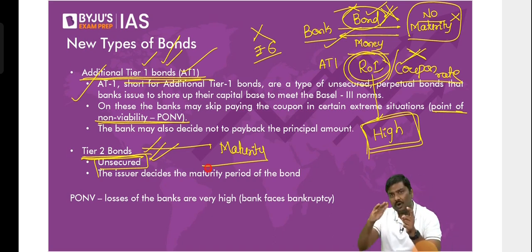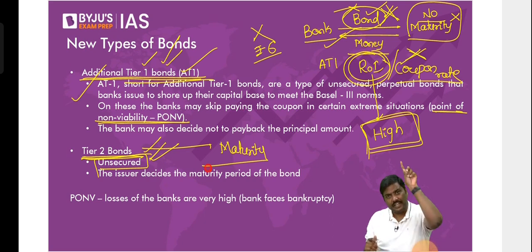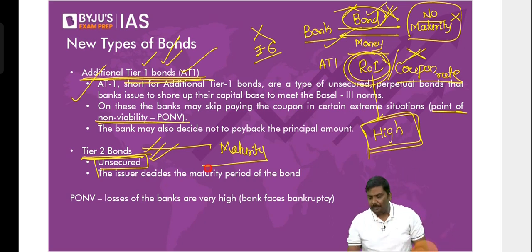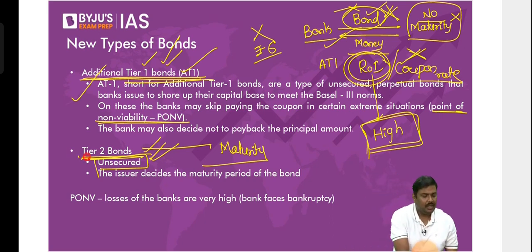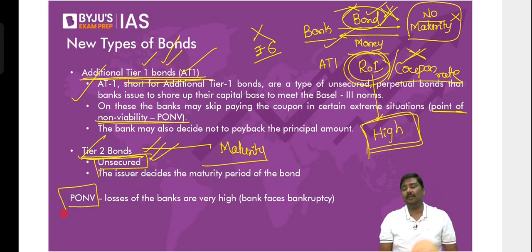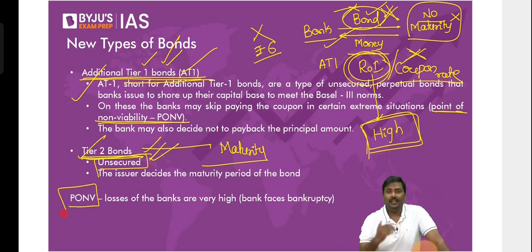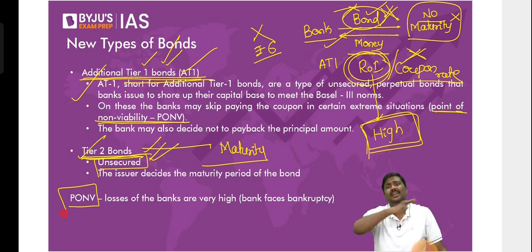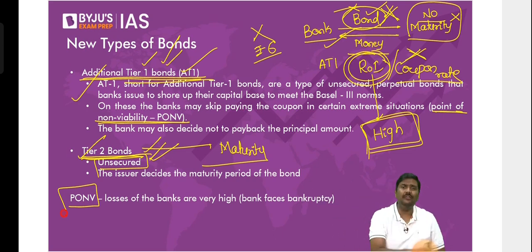In additional tier 1, there is no maturity period. In tier 2, there is a maturity period. It is told to you when they are issuing the bonds. And the third point remains the same in tier 2 bonds. If the banks reach a point of non-viability, then the banks will basically cancel the coupon, cancel the bond. Right? This is applicable even to tier 2 bonds.